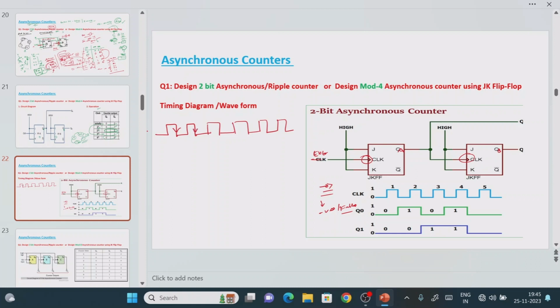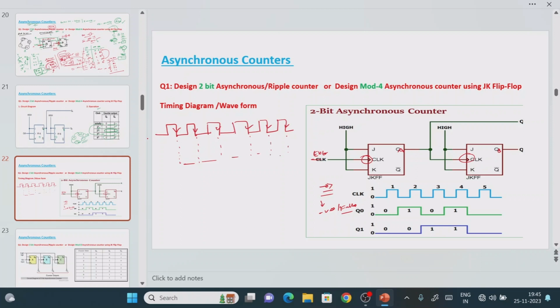This one is the negative edge, negative edge, negative edge, negative edge, negative edge. Now starting the time period, what is this one? This is one time period. This is another time period. This is another time period. This is another time period. This is another time period.